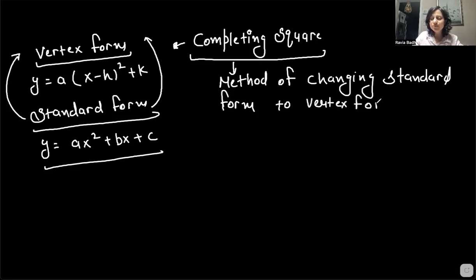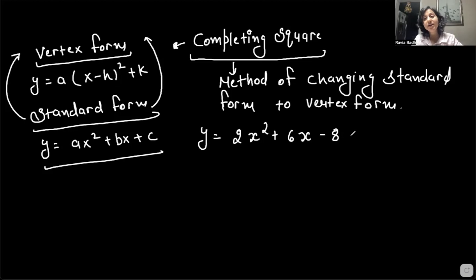Sometimes we know we have to use completing the square, but we don't really get why we need to use it. So that is the whole purpose, so that we can directly change. Okay, let's take one simple example. If I'm writing y equals 2x squared plus 6x minus 8. Let's suppose this is my standard form equation. Now I want to write this in vertex form.